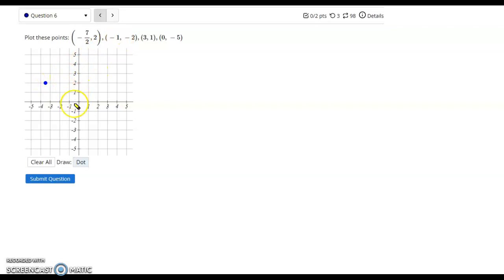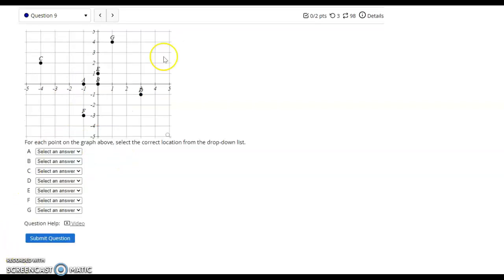Then we'll be at negative 1. So left 1 for x, down 2 for y. We'll be at right 3, up 1. We go 0 for x, and then down 5 for y. So you can see I'm kind of taking them separately so we make sure we get them in the correct spot.